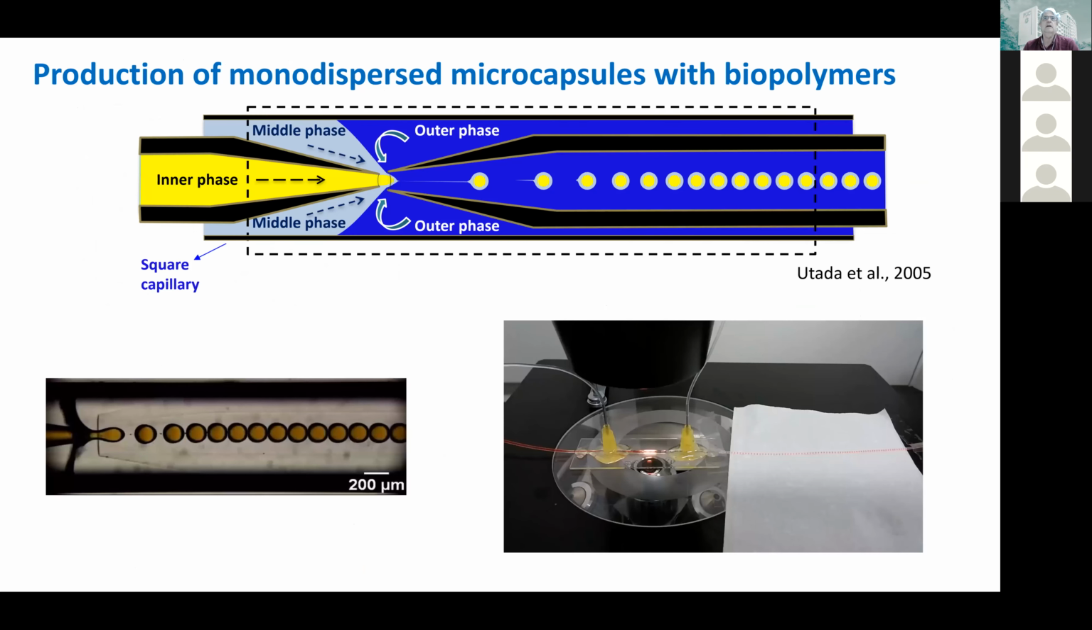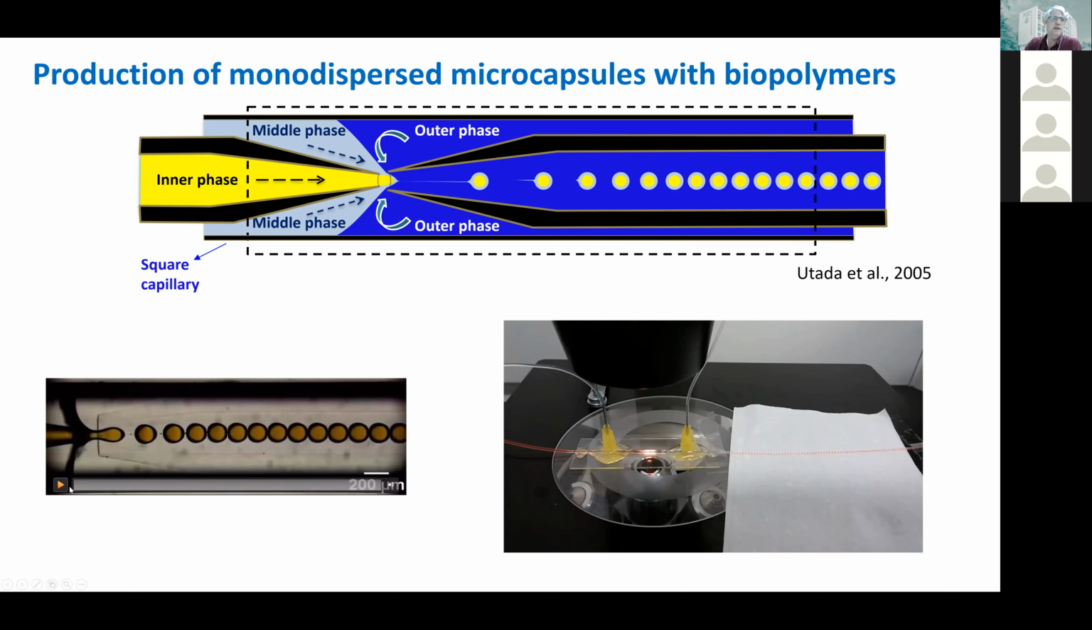So the first challenge was to produce monodispersed microcapsules, and we want to use biopolymers such that we could inject that in reservoirs without any environmental issue. So we use microfluidics, using the technique that was described by Utada et al. This is glass capillary microfluidics. Basically, you have a three-phase flow such that you form a double emulsion template. And then this middle phase is going to be a polymeric phase that you're going to cross-link to form a solid phase.